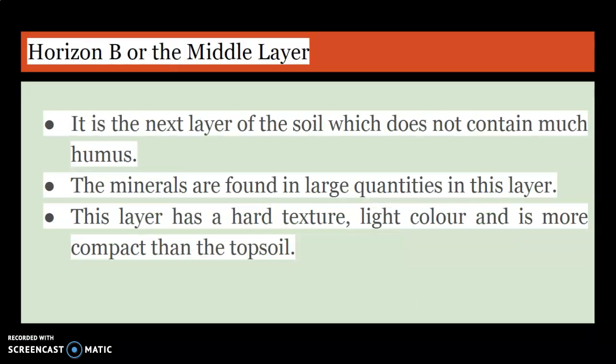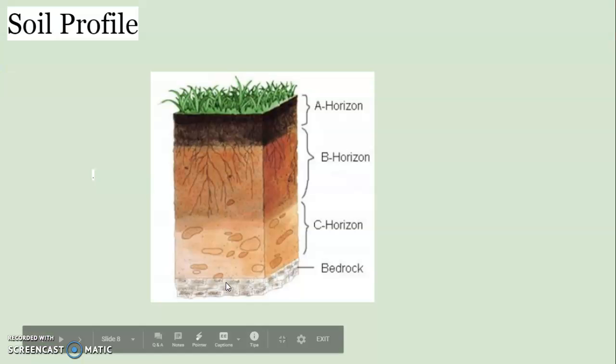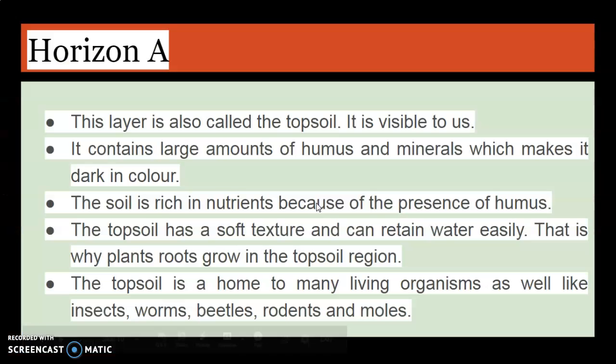So now let us learn about the middle layer, which is horizon B. The next layer after horizon A is horizon B. This next layer of the soil doesn't contain much humus. The minerals are found in large quantities in this layer. This layer has a hard texture and light color and is more compact than the topsoil. Yes, it is light colored, light brown.